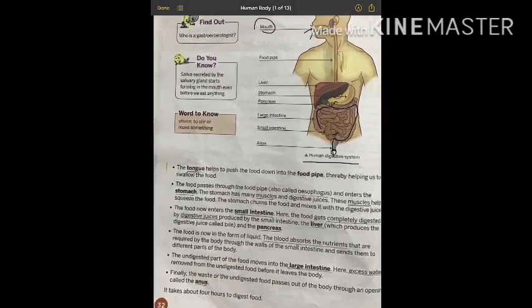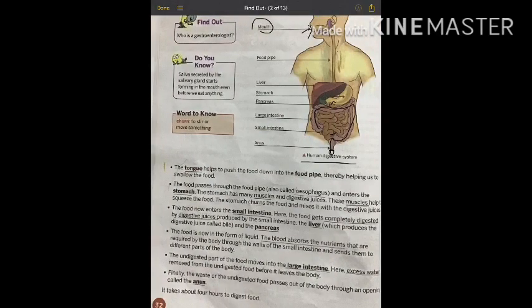Okay, moving on to the next page. Now the tongue in our mouth helps to push the food down into the food pipe. So it also has a role of pushing the food from here down in the food pipe. All right students, now food passes through this food pipe into the stomach.